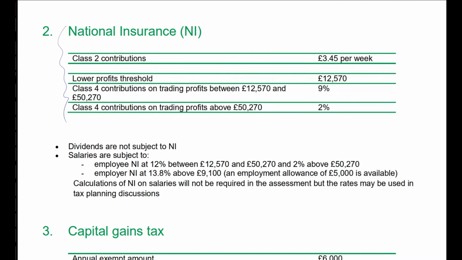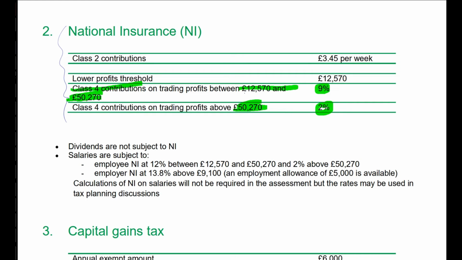And I'm being asked here for the Class 4 National Insurance for each of these dog walkers. So the bit of the table that I'm actually interested in is this part. Class 4 National Insurance on profits between 12,570 and 50,270 is 9%. And then Class 4 on profits above 50,270 is at 2%. It doesn't specifically say so, but what does that actually infer?